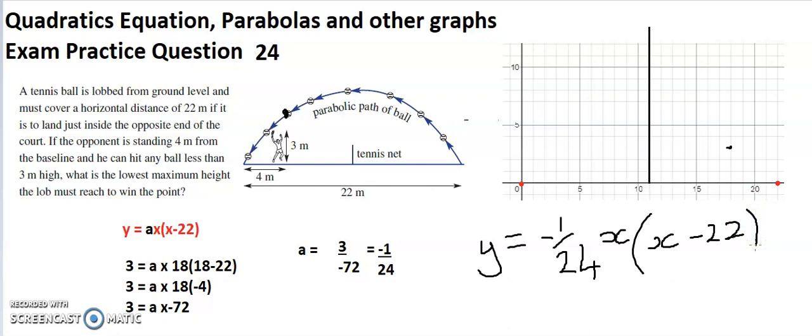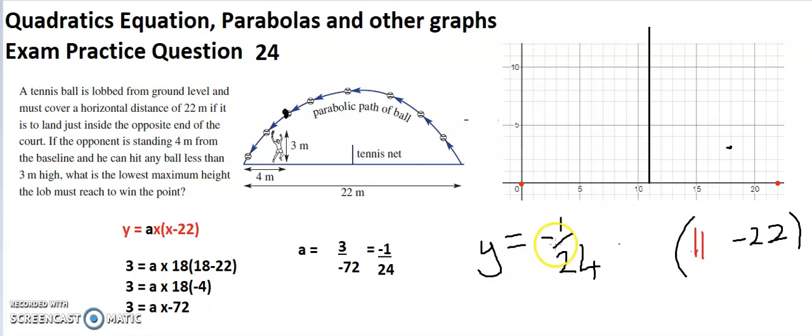The next thing I need to think about, and which I've already marked, is that the max point is always halfway between the x-intercepts, so when x is 11. So all I need to do is use my equation, and instead of having x, I need to have 11. So instead, I'm going to take x away from here, and I'm going to put 11. Likewise, instead of having x here, I'm going to be putting times 11.